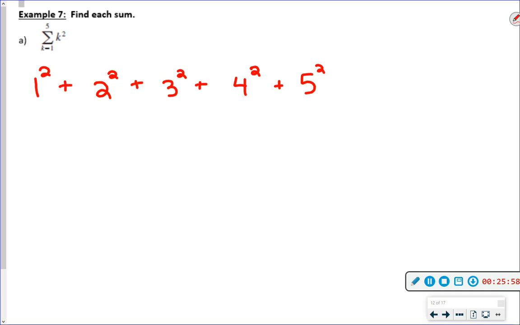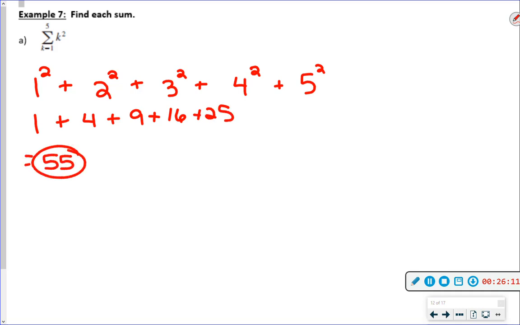Now they just want you to add. So you can do that in your calculator. Maybe we can mental math it. 1 plus 4 plus 9 plus 16 plus 25. And you get 55. So the sigma just means now add the terms. Riveting stuff, I'm aware. All right, let's do the next one here.